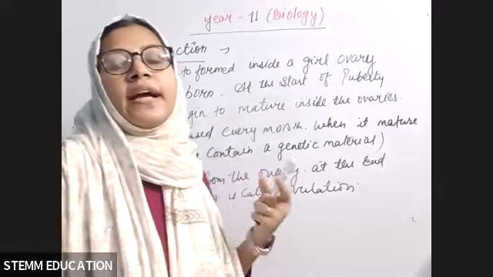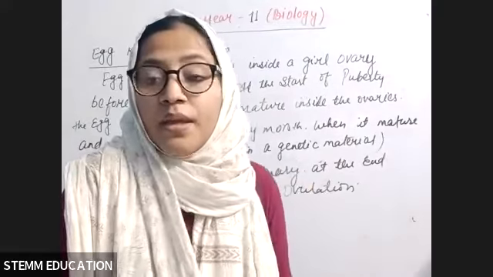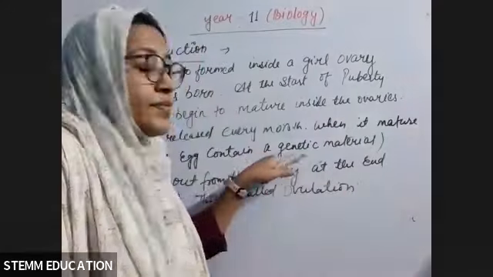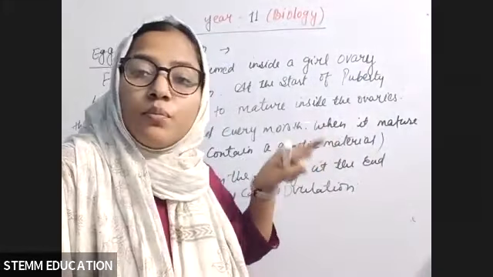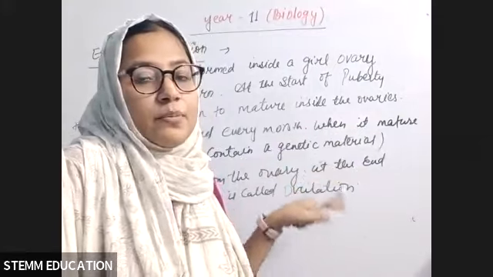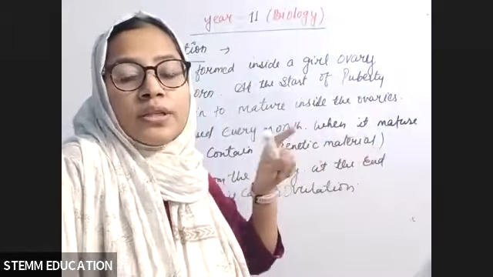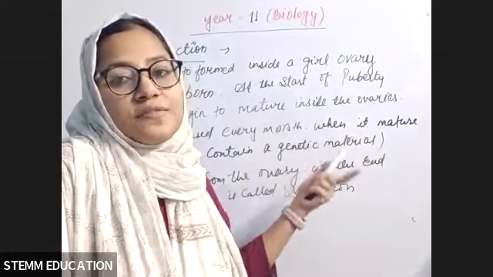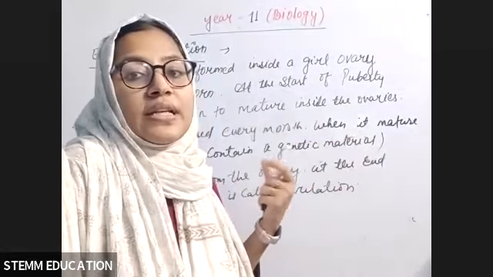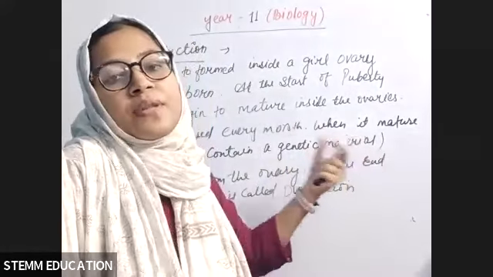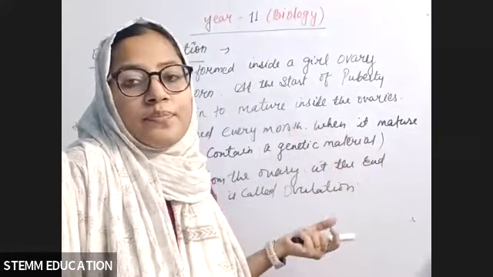When the egg and the male reproductive cell fuse together, both the female and the male reproductive cells contain genetic material. That's how the DNA, which contains the genetic material, is transferred. That's how a young one is somewhat similar to its parents, right?